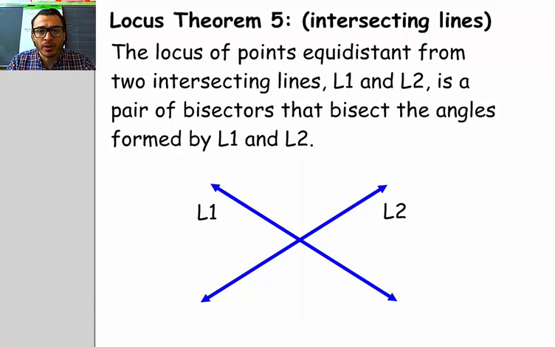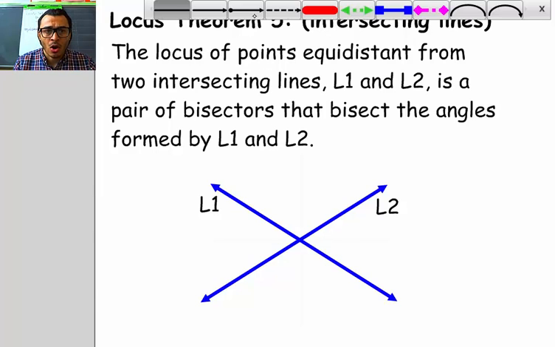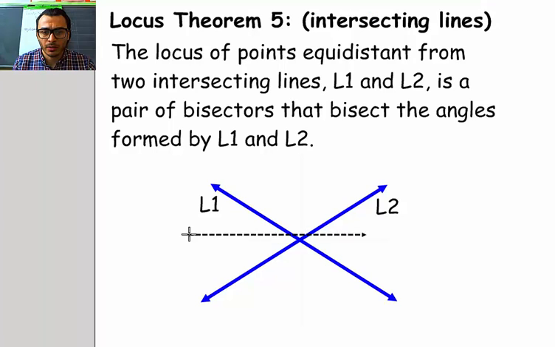The locus of points equidistant from two intersecting lines, L1 and L2, is a pair of bisectors that bisect the angles formed by L1 and L2. So here we have line L1 and here we have line L2. And the locus of points equidistant from these two lines are the angle bisectors that bisect the angles. So here is one of them.